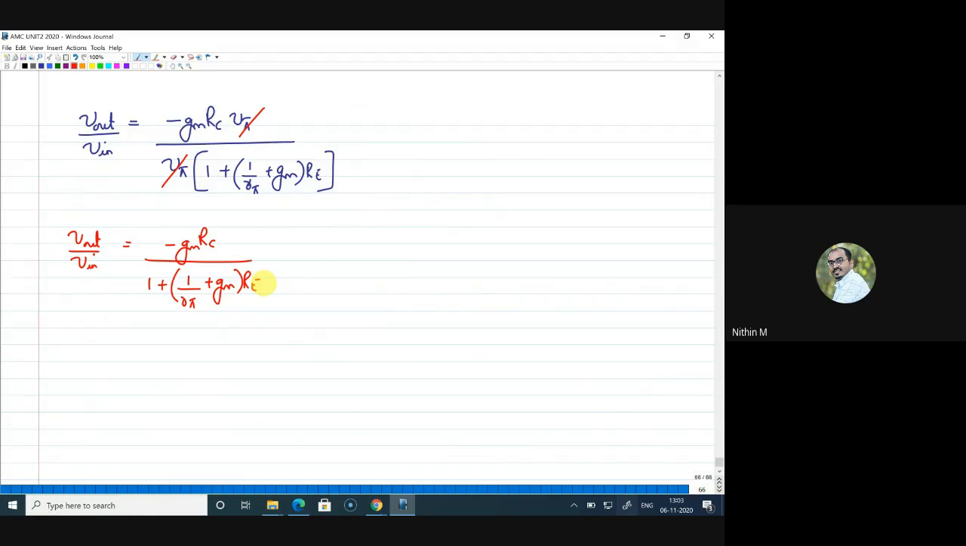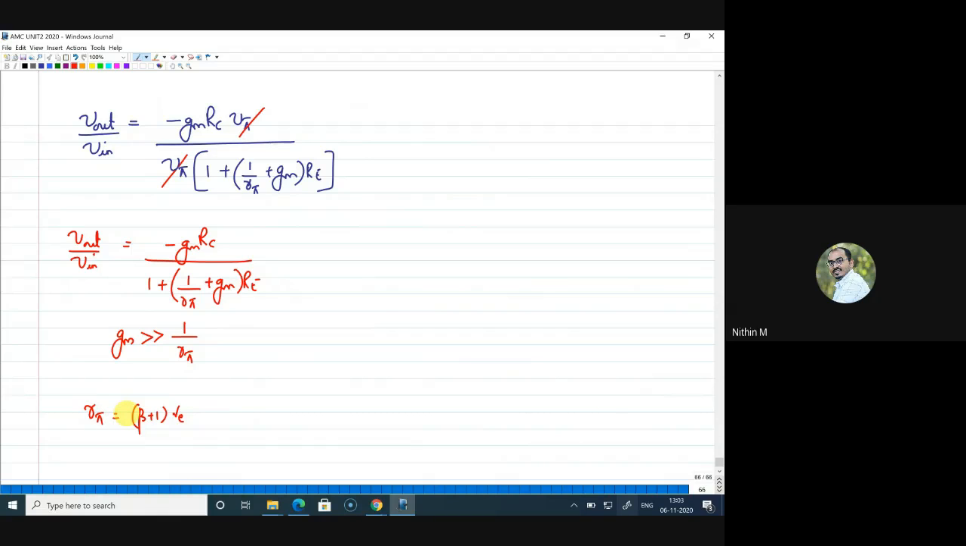We can, if you want, write it in terms of beta. But what we will do, just to simplify this, I can say that this gm quantity is actually larger than 1 by R pi, because what is R pi? R pi is beta plus 1 into RE, right?